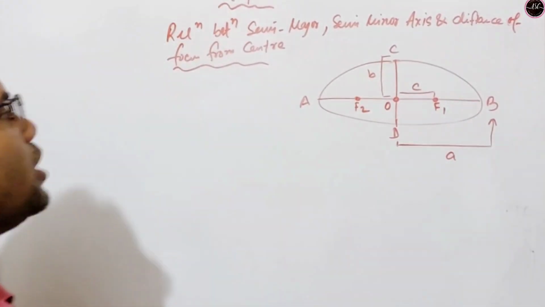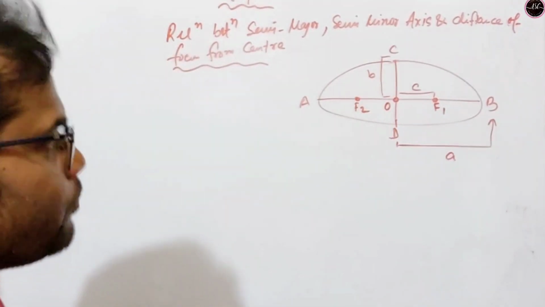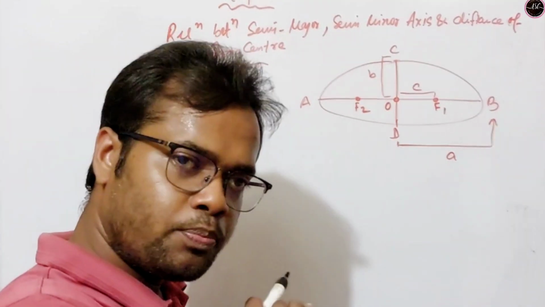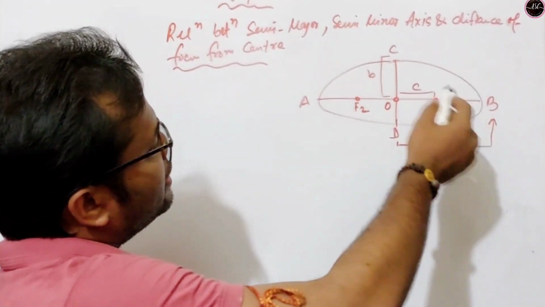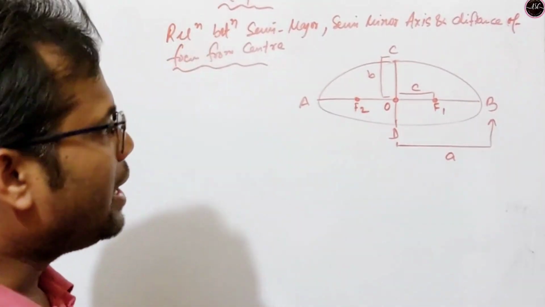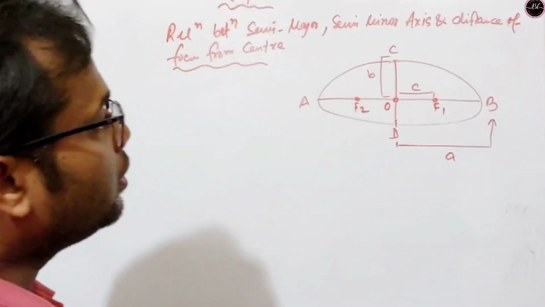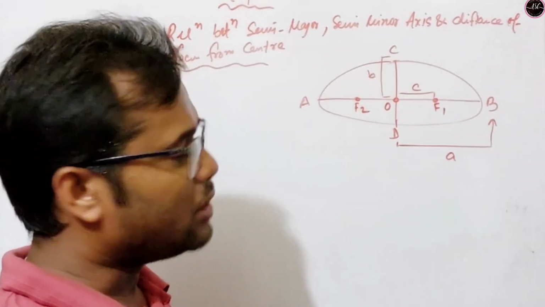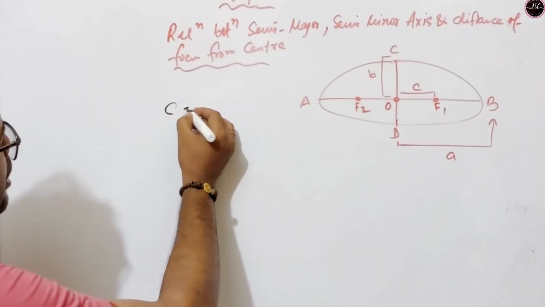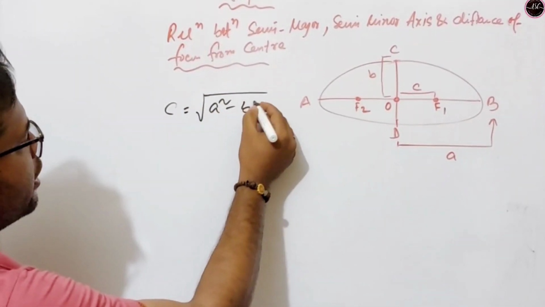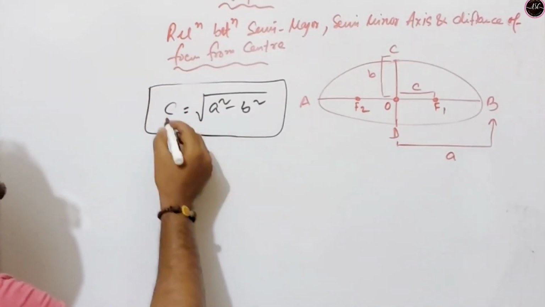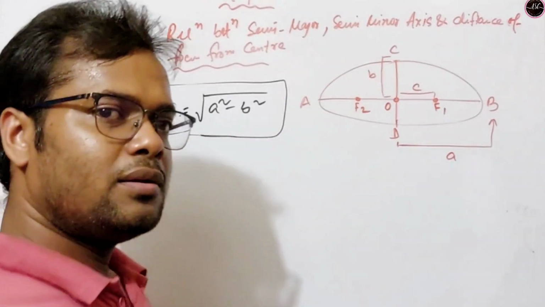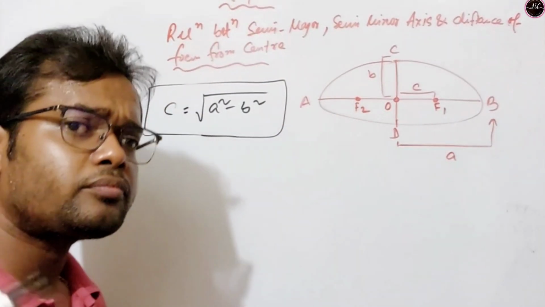Okay, clear? Now we will learn about the relation between the semi-major axis, the semi-minor axis and the distance of the focus from the center. Here the center is O, the distance of F1 or F2 is small c, the distance of the vertices from the center is a, and the distance of the point C from O is b. So here is the relation: c equals root of a square minus b square. This should be remembered. Here c is the distance of the focus from the center, a is the semi-major axis and b is the semi-minor axis.